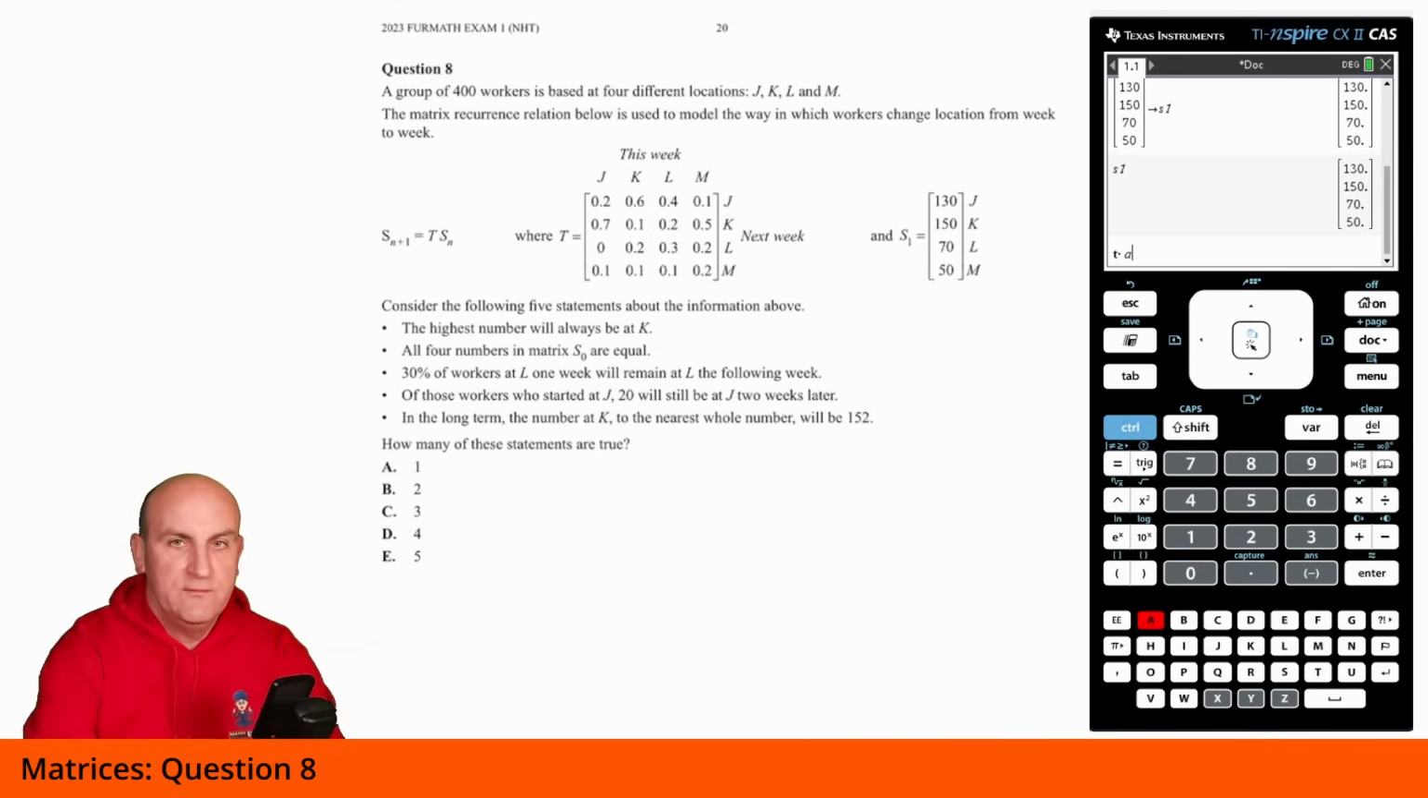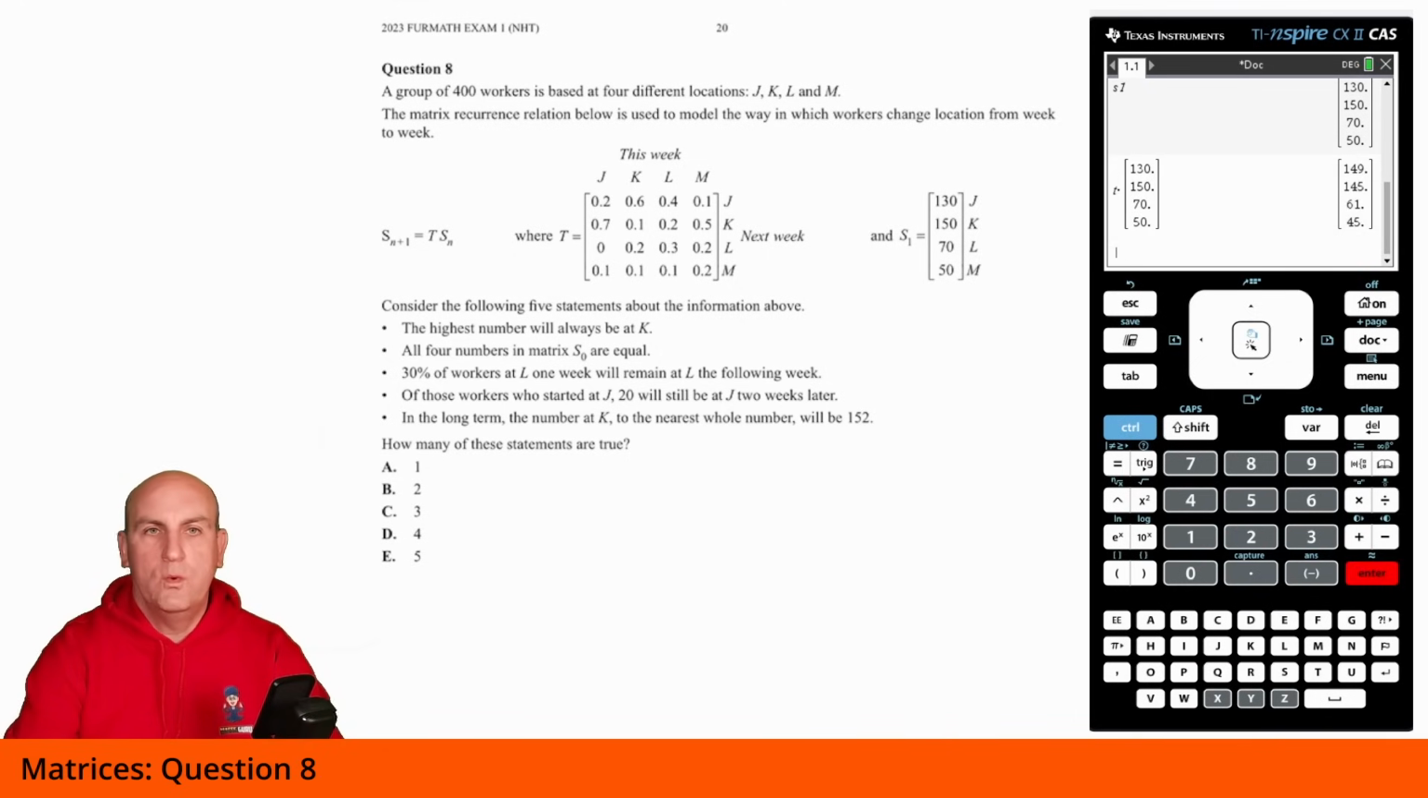Let's do T times my answer. Gives me 100. Oh, hold on a moment. The highest number will always be K. Nope, because of that situation, J is certainly higher than K. So that one isn't right. So that's a no.